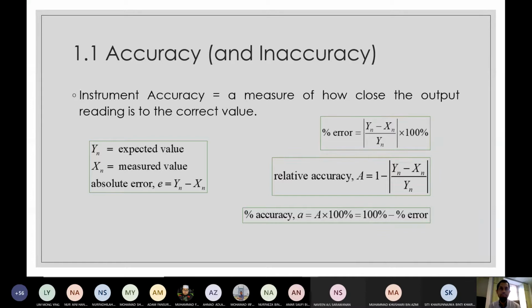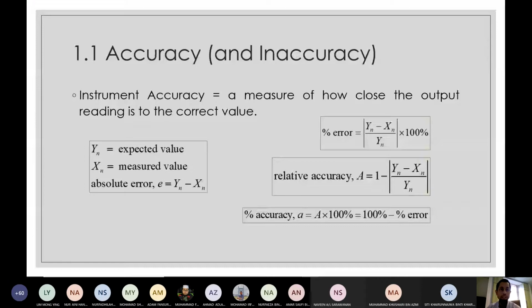Okay, accuracy. When we talk about instrument accuracy, we are talking about how close the result of our measurement, or the output of our reading, is to the correct value. So these are the first few equations that you see. These are very simple equations that we use to determine the accuracy. We can determine the accuracy either in absolute value or relative value. And we can also determine accuracy as a form of error. That means the error is correlated to accuracy. Once you know the error, then you know the corresponding accuracy because they complement each other.